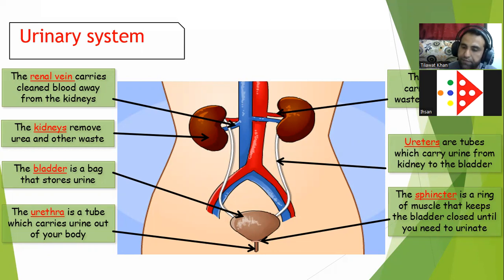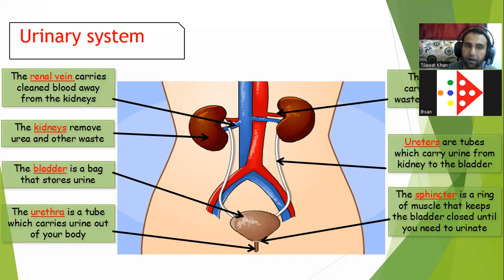You got it? Okay. If the sphincter muscle stops working, you will be unable to control your urine. Especially in small children, it's not mature, so they can't control their urine. And when a person becomes old, the sphincter muscle becomes weak, so elderly people also sometimes can't control their urine.